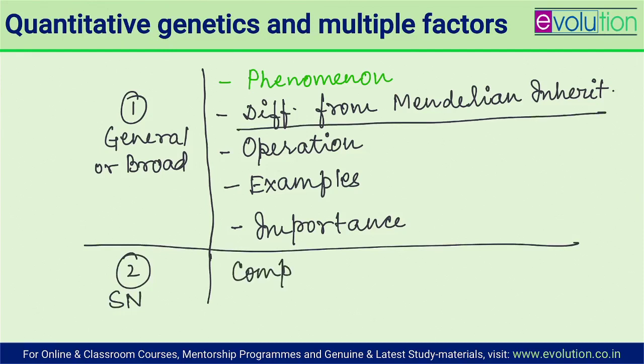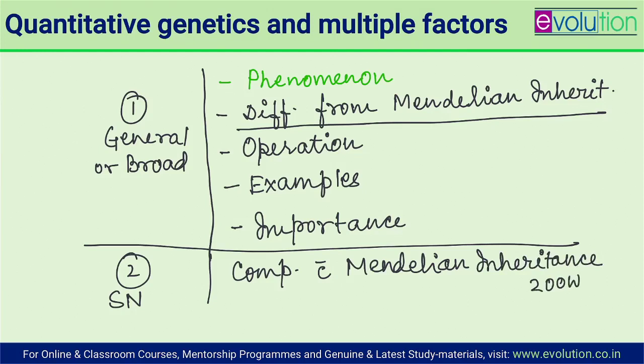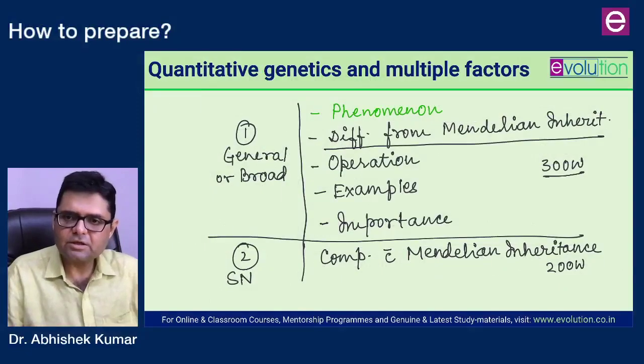So let's write comparison with Mendelian inheritance. Prepare it for approximately 300 words. Most likely in the examination, you will get an opportunity to write about 200 or 250 words, but it is always safer to prepare it for approximately 300 words.